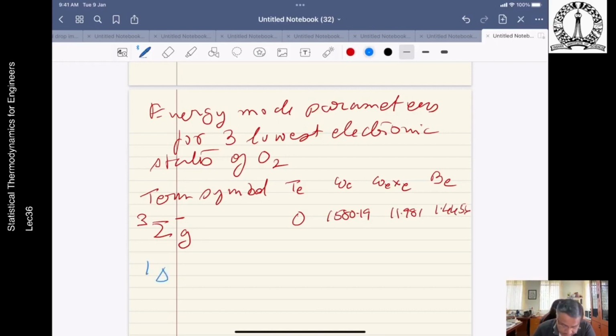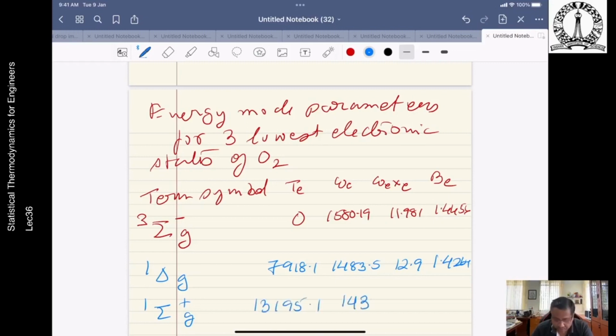Then, of course, you have the 1 delta g, which is 7918.1, 1483.5. This is 12.9. This is 1.4264. Similarly, you can write it for alpha_e and D_e also. And 1 sigma g, 13195.1, 1432.77. This is 14.0. This is 1.4004. And so on and so forth.